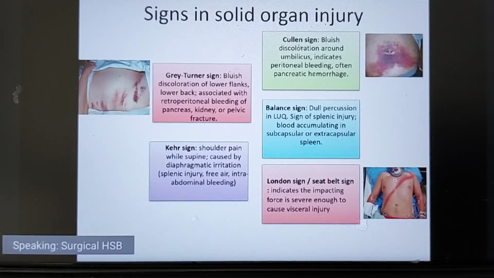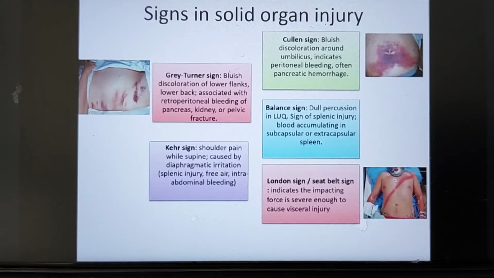While Cullen sign is a bluish discoloration around the umbilicus, indicating peritoneal bleeding, often due to peritoneal hemorrhage. And Kehr sign is when the patient complains of shoulder pain while in supine position. It indicates the diaphragmatic irritation caused by splenic injury, free air, and intra-abdominal bleeding. While Ballance sign is actually dullness on percussion at the left upper quadrant, a sign of splenic injury.